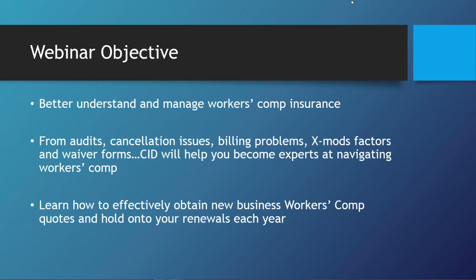The other aspect that we want to cover is to talk about audits, cancellation issues, billing problems, ex-mod factors, and waiver forms. These are all some of the most confusing and most frustrating for you as brokers and your insureds, and cause the most havoc. So we hope to enlighten you a little bit so you can work better with your insureds. And then we want to learn how to obtain new business workers' comp quotes and then hold on to your renewals. So let's actually dig in.